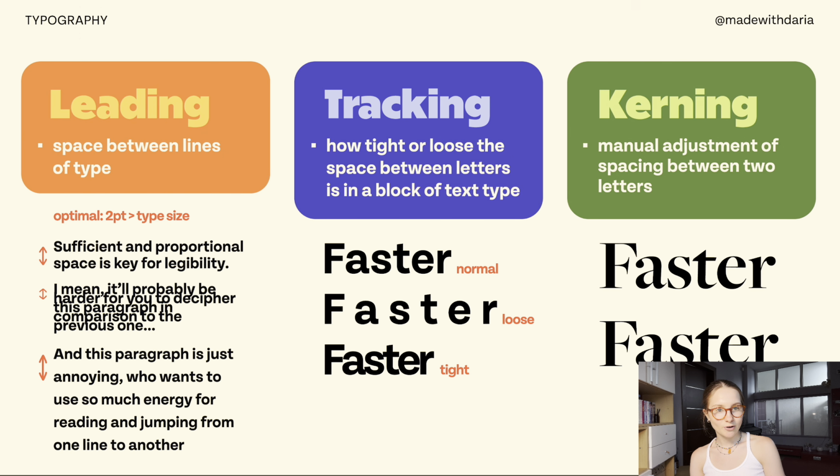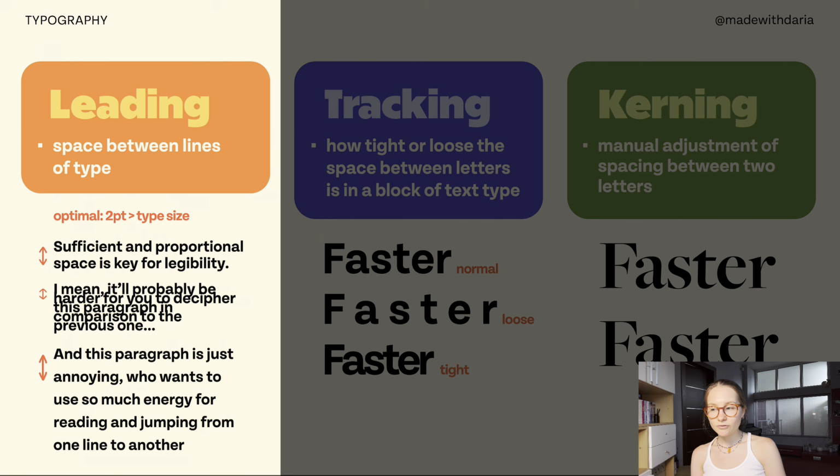Going back to the presentation, the last technical aspect of typography that we're going to discuss today refers to leading, tracking, and kerning. Leading refers to the space between lines of type, so the optimal leading is normally 2 points over the type size that you're choosing.